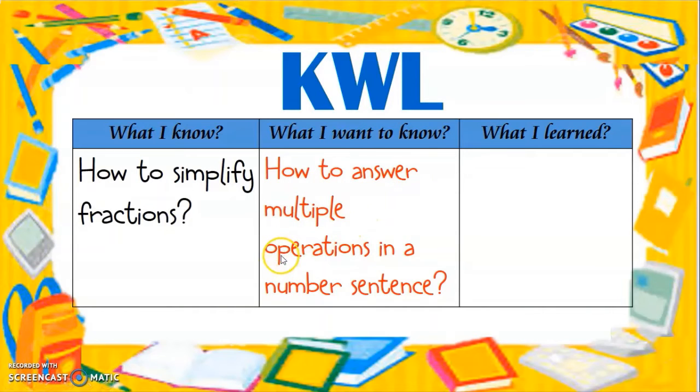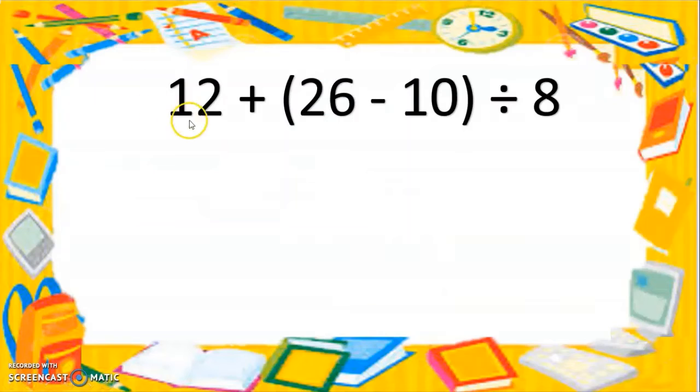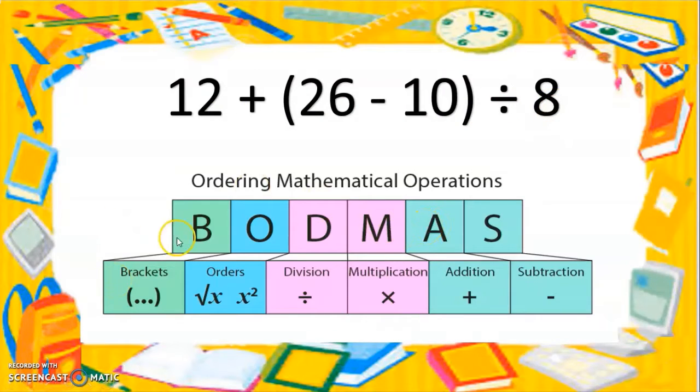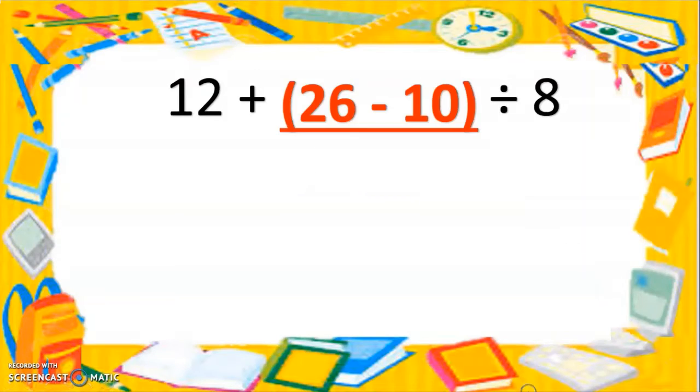How to answer multiple operations in a number sentence? For example, 12 plus parenthesis 26 minus 10 divided by 8. Very good. We're going to use BODMAS. B for bracket, O for order or the square root or exponent, D for division, M for multiplication, A for addition, and S for subtraction. So we're going to do first inside the bracket.